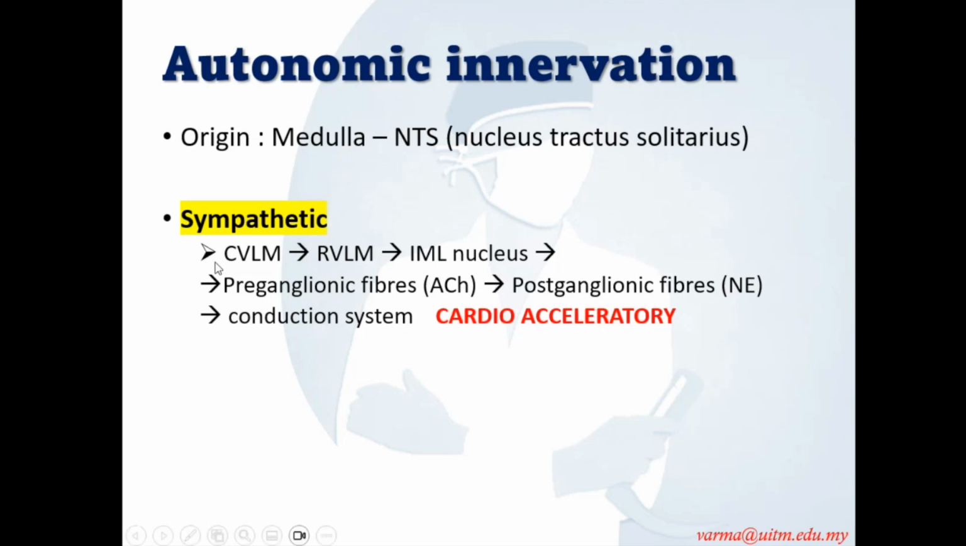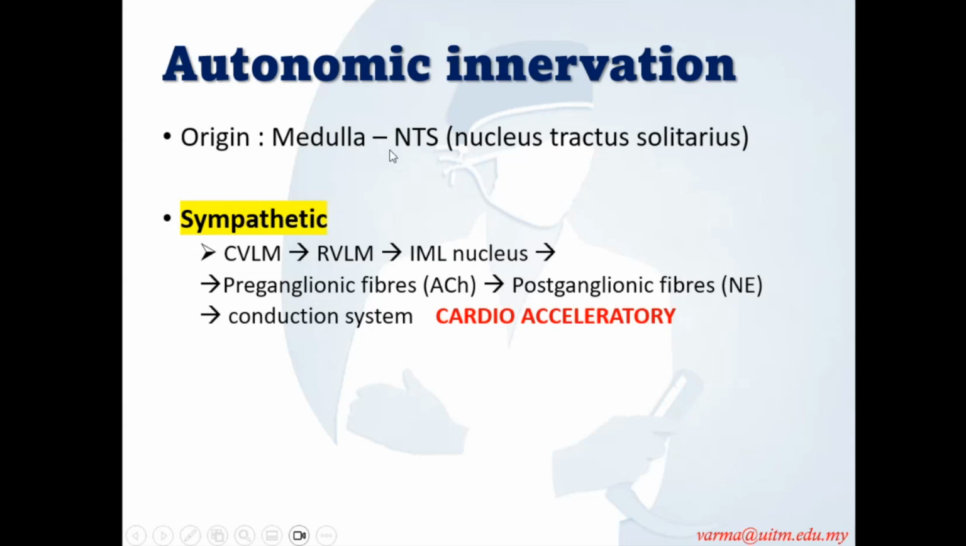So there are a few nuclei here. I didn't put the full form. This is the caudal ventrolateral medulla nucleus, CVLM. It's all from the medulla, right? So which part of the medulla? Which side of the medulla? Its origin from the caudal ventrolateral medulla goes to the rostral ventrolateral medulla. Then it goes to the intermediolateral nucleus. If you don't know this in specific, it's okay.